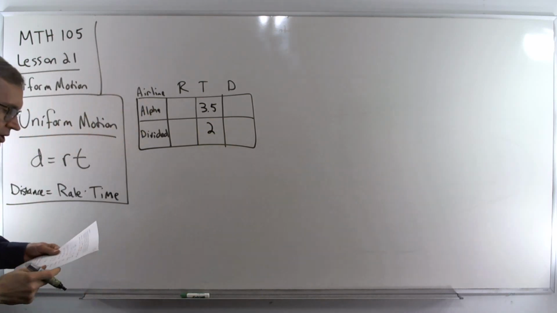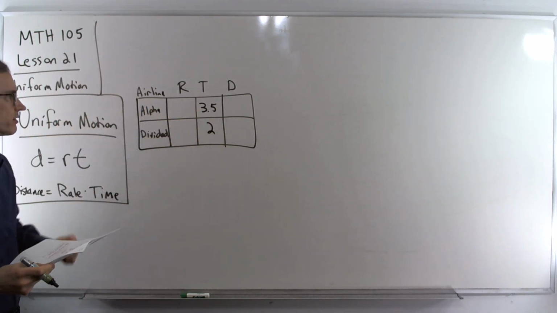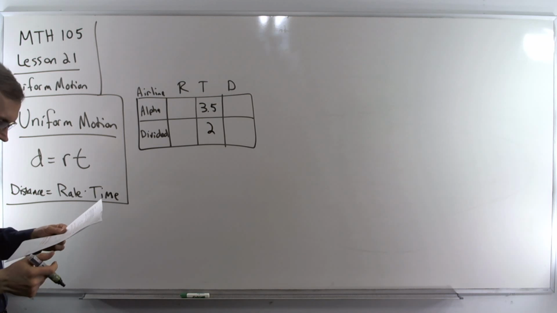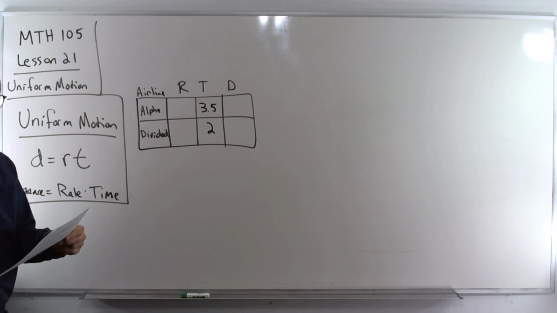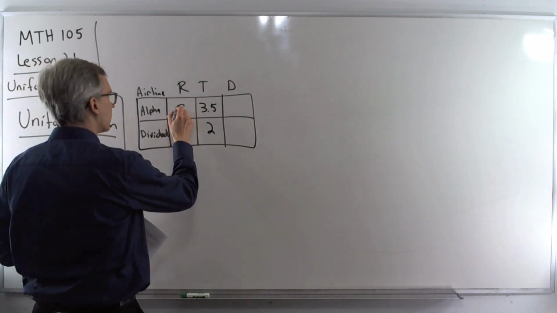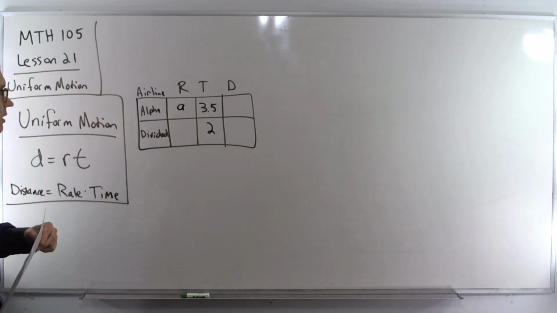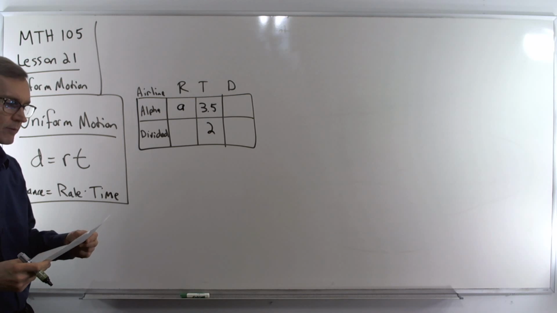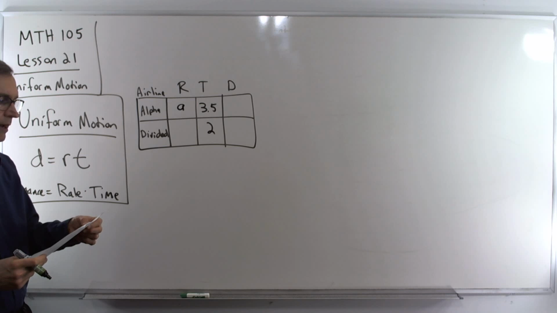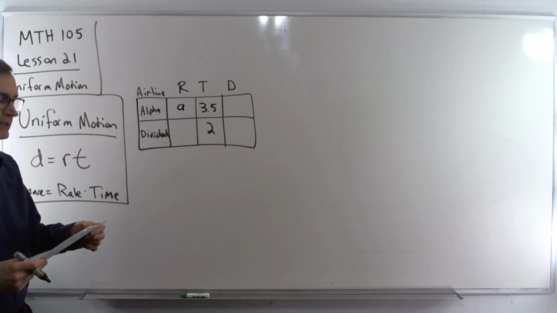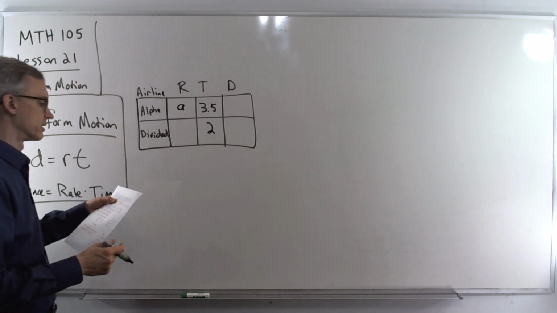So here's our given information. The Alpha flight is 3.5 hours. Divided is 2. And the Divided speed is given in terms of the Alpha speed. So we need a variable for Alpha. And now Divided, 120 miles per hour less than 1.5 times the Alpha flight speed.